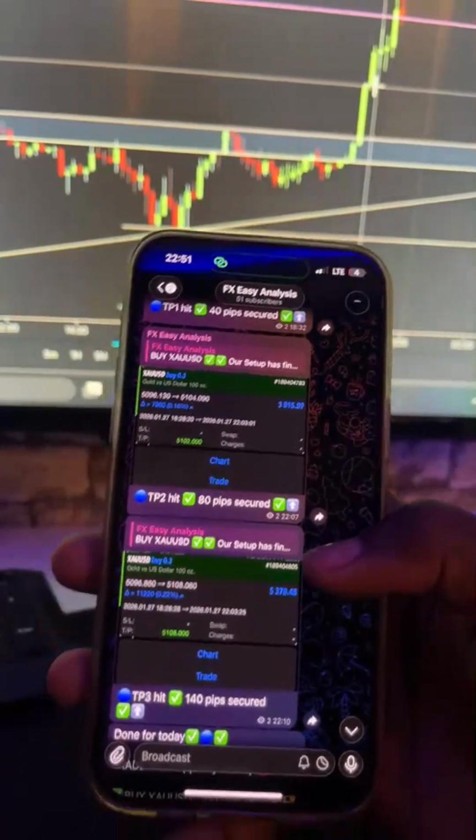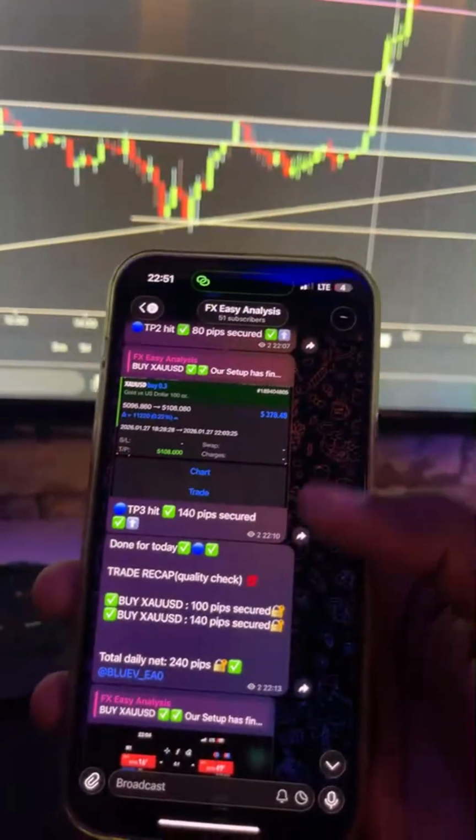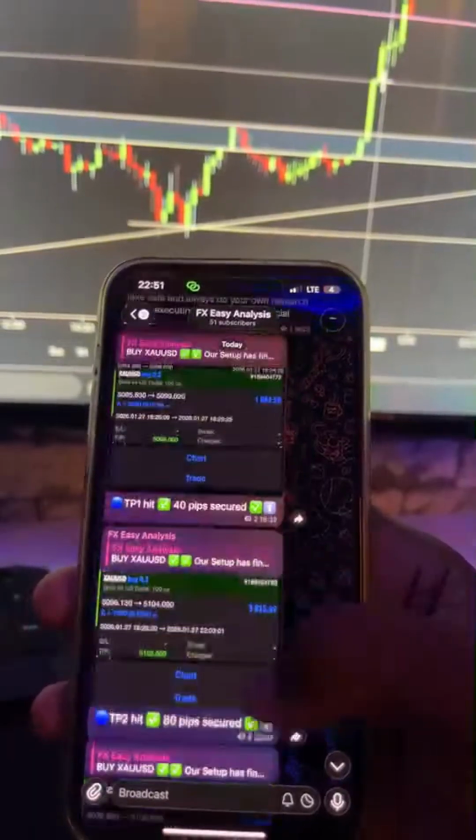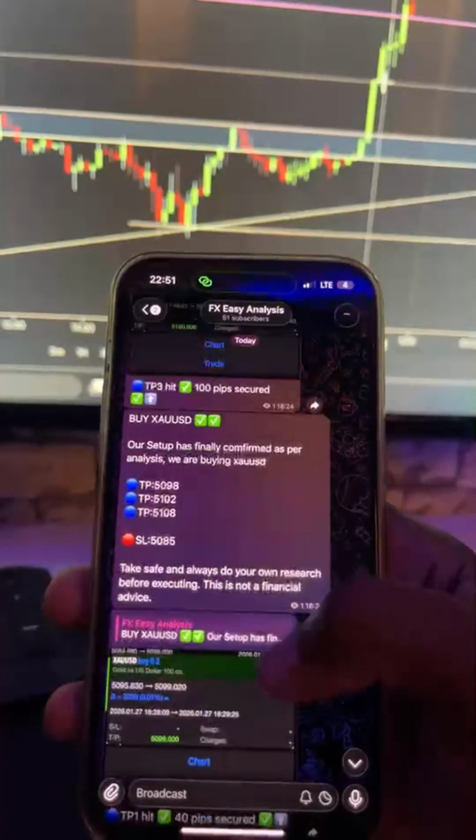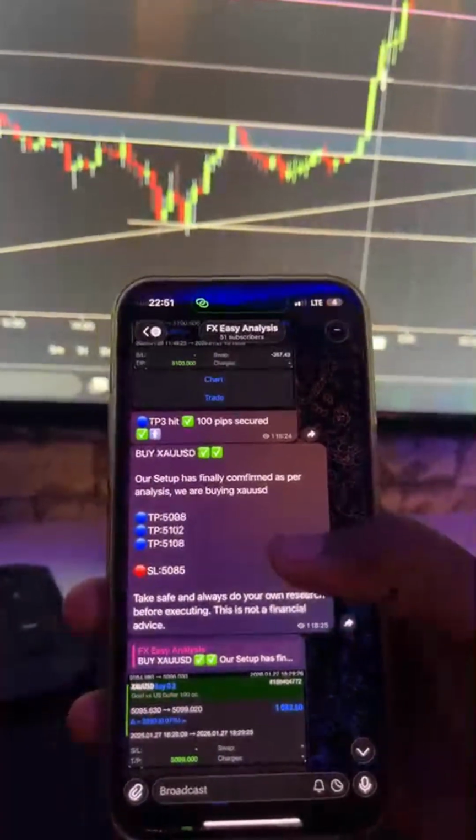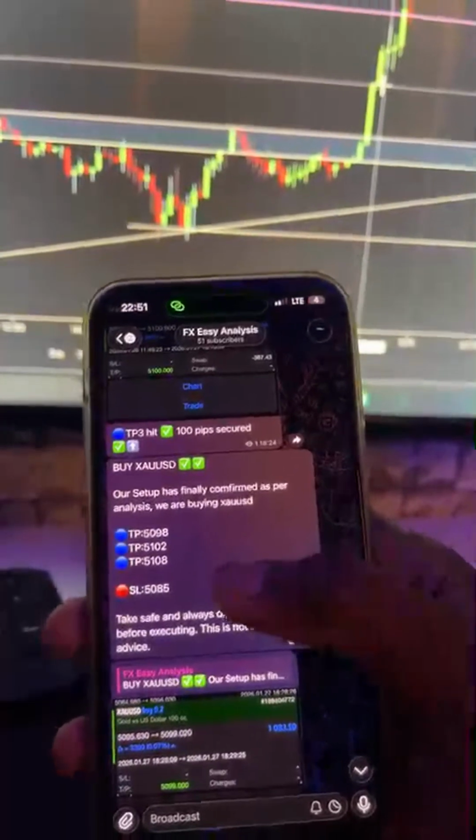As you can see, I also shared a couple of trades. All these trades were shared in my channel for free, guys. A buy signal was sent on gold earlier, another buy signal was sent on gold earlier. We hit 6 take profits today, guys. 6 take profits. Let me just show you the trades that we took.